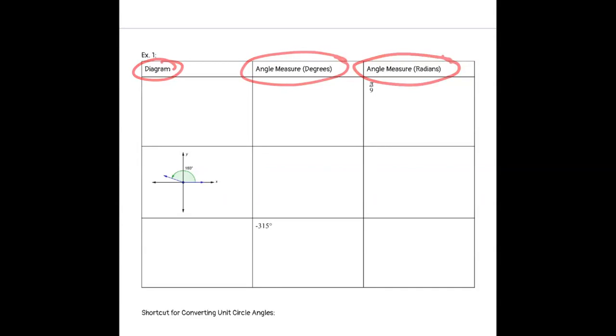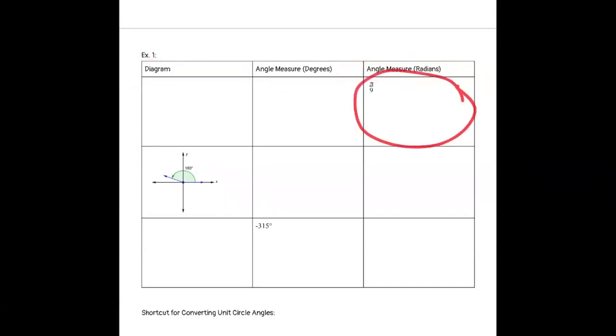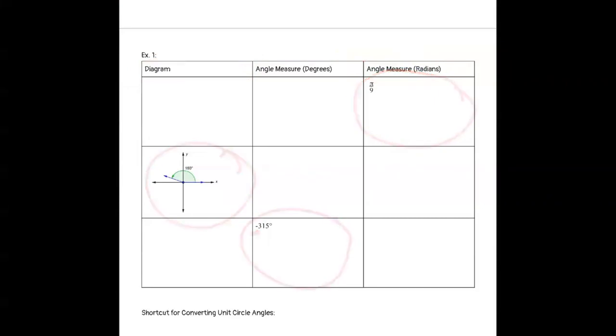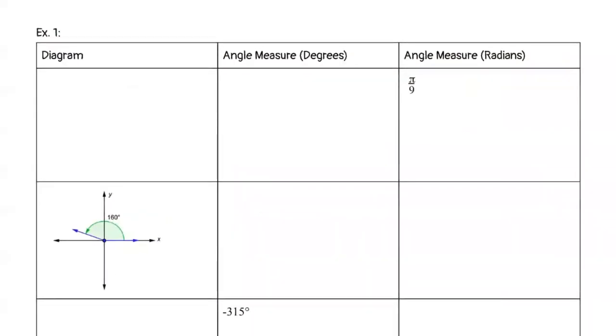And so in one case, I've given you the measure in radians, in another I've given you a picture, and the last one I gave you a degree measure, and oh, look, it's a negative one. So all these different pieces, I want us to make sure that we know how to convert between. Let's start with this first one right here. We've got an angle measure in radians, pi over 9. The first thing I'm going to ask us to do is convert this to degrees.